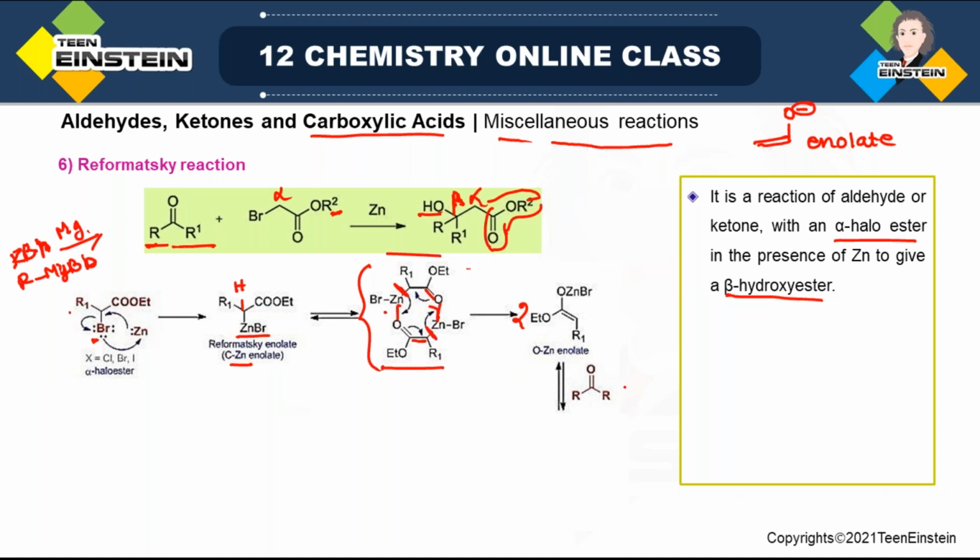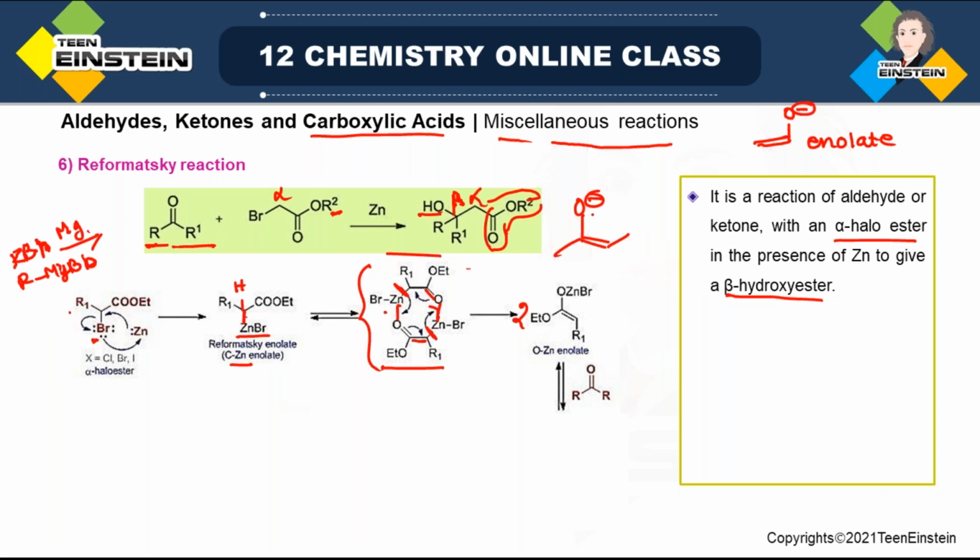So try to understand the difference. Before this step, there is a carbon-Zn bond between carbon and Zn, but now there is a bond between oxygen and Zn. Zn is not directly attached to carbon, it is now attached through oxygen. So we know when it is O minus and C=C double bond, this is actually an enolate.